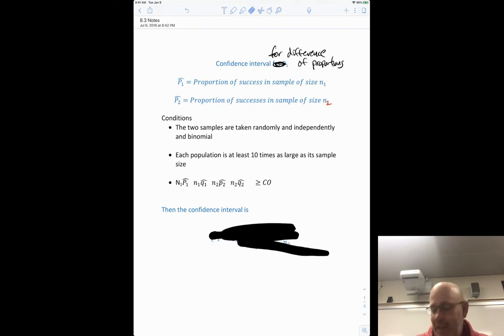And then this is basically the same thing also. Sorry, a little typo there. N1 P1 hat, N1 Q1 hat, N2 P2 hat, N2 Q2 hat. So the individual ones for each one all have to be greater than or equal to 10. It's basically saying the sample size is big enough. That's the whole idea of all of these, right? That we have a big enough sample size. And then if so, there's just another formula.